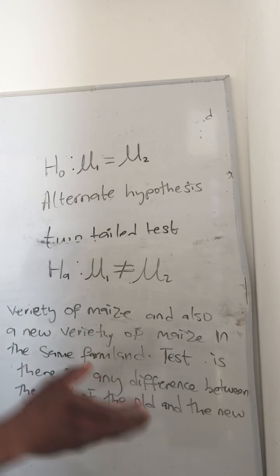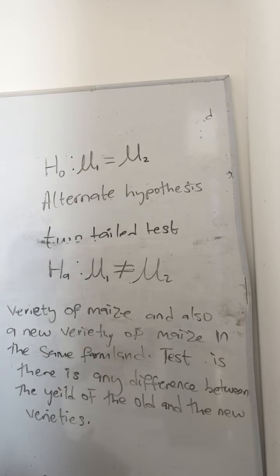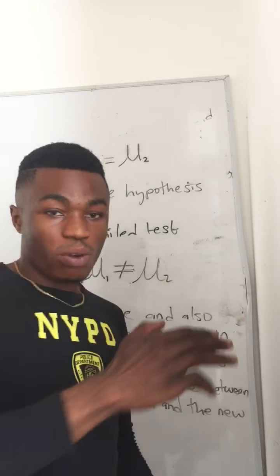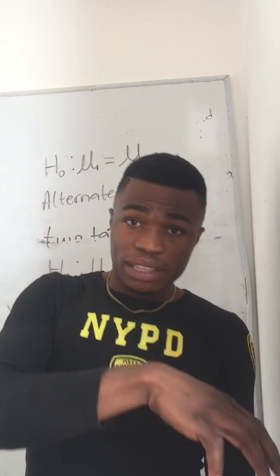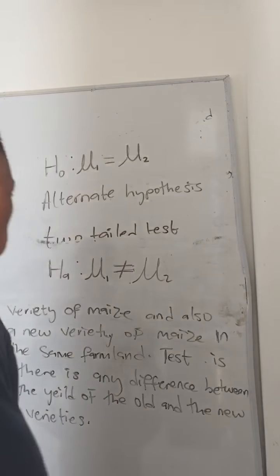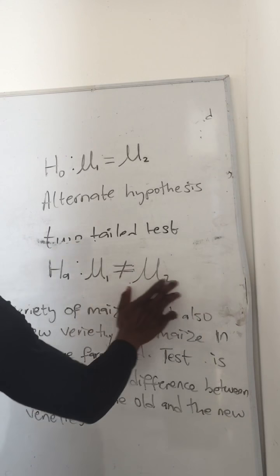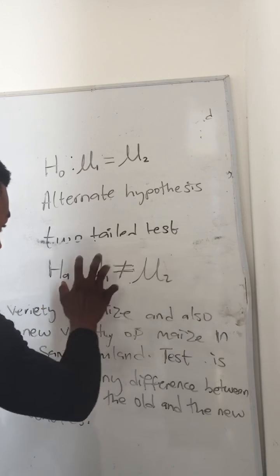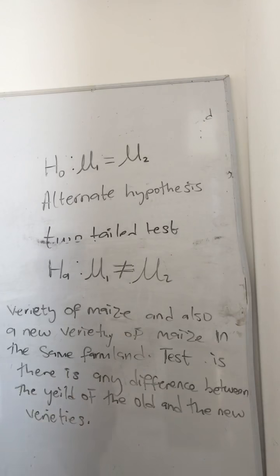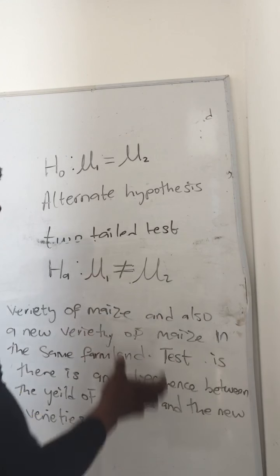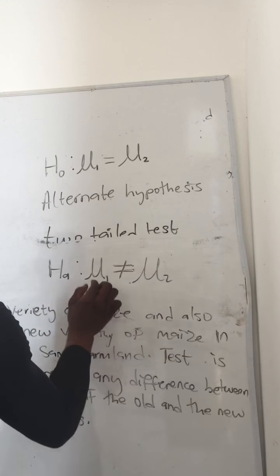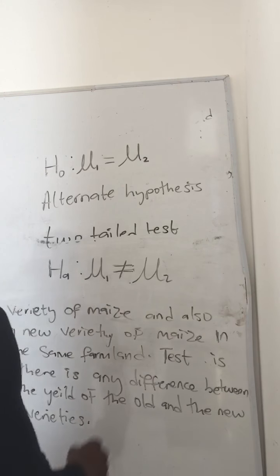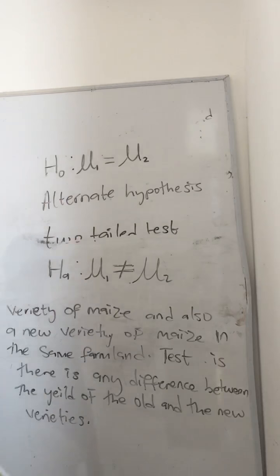But remember, we said for the one-tailed, we are specific. For the one-tailed, we'll be dealing with: is this one higher than this one, or is this one lesser than this one? Is this method better than this, or is this better than that? But when you are just interested in finding whether or not there is a difference between the two parameters we were given, or the two yields, the two scenarios we were given, or the two methods we were given, if we are just to test whether there is a difference between them, we use the two-tailed test.